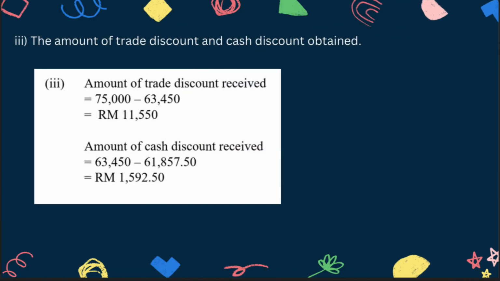For the third question, to get the amount of trade discount received, we need to minus 75,000 with 63,450, and the answer will be 11,550. For the amount of cash discount received, we need to minus 63,450 with 61,857.50, and the amount of cash discount is 1,592.50.